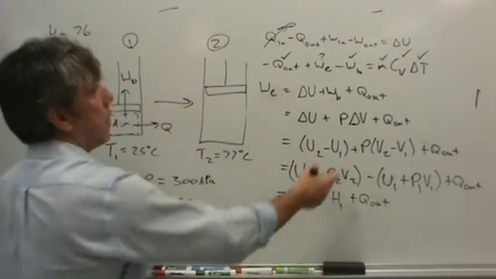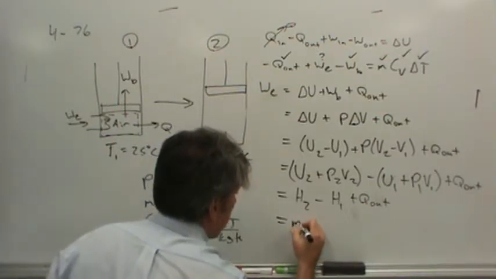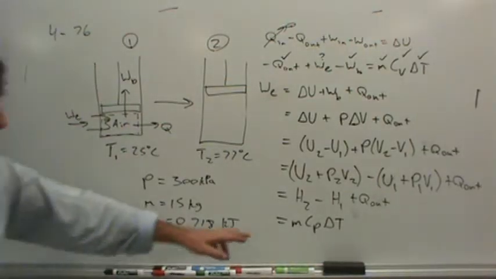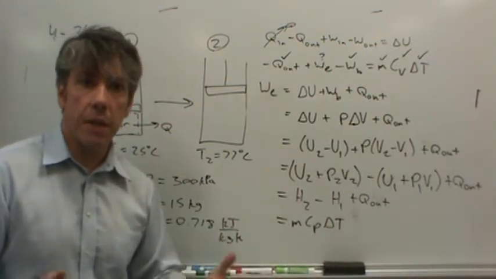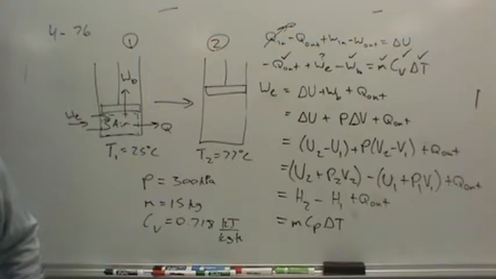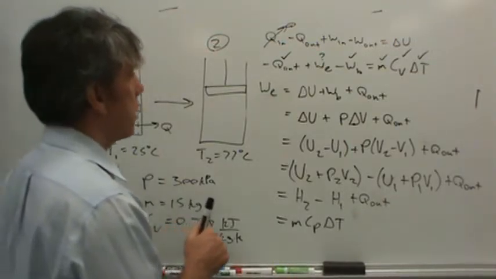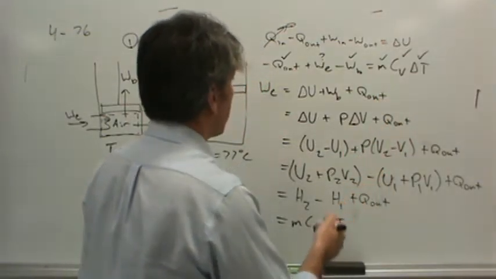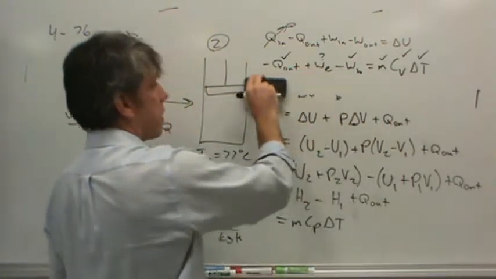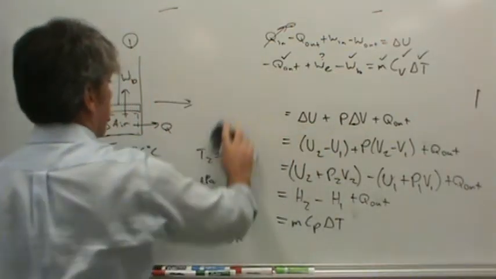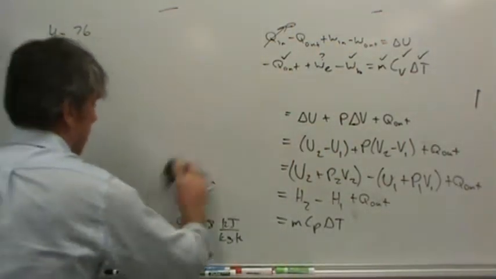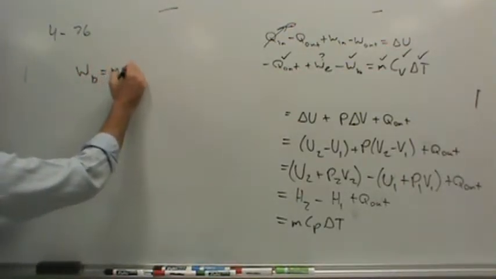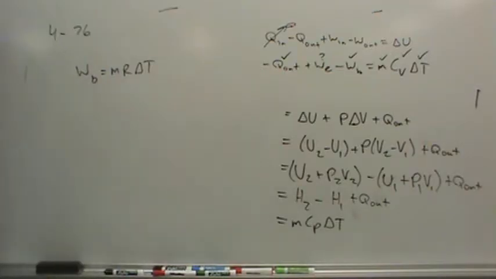So instead of using CV delta T, he'll do something like this, MCP delta T. Notice this is really exactly what we did because we had a delta T for the boundary work. And if you notice, one of the terms had MCV delta T. The other term for boundary work, let me move this out of the way real quick. Remember what we ended up with for boundary work? We said the boundary work is MR delta T.